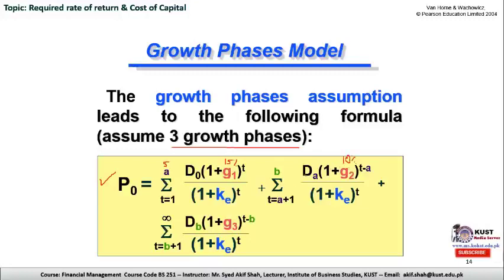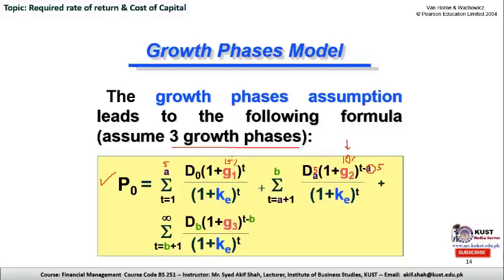We have to mention D5 rather than D A in order to show that the next phase has started, and this D5 will further be multiplied by the growth factor of 1 plus g2, which is 10% in this case. The next time period will be t minus this A factor. The previous time period stopped at time 5, so we will have to change it with 5. And then 1 plus k e raised to the power t.